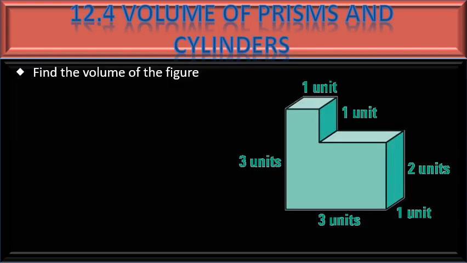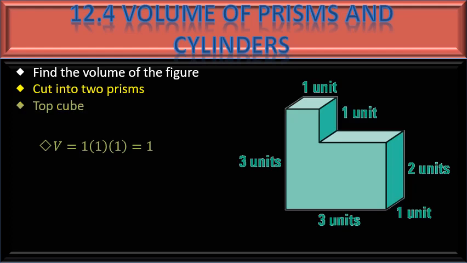So find the volume of this figure. What we're going to do is cut it into two prisms. We have the top cube. I need a different color. How about this one here? So that top cube, its base is 1 by 1, and its height is 1. So its area of the base is 1 by 1, and its height is 1.